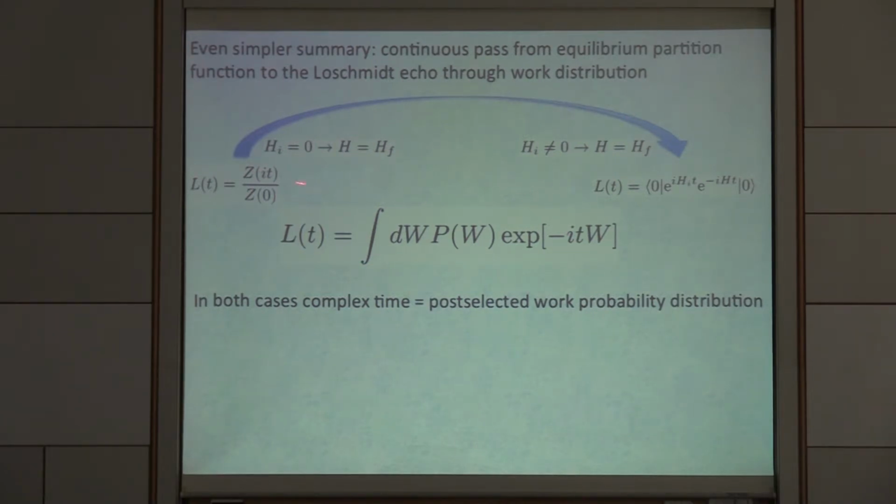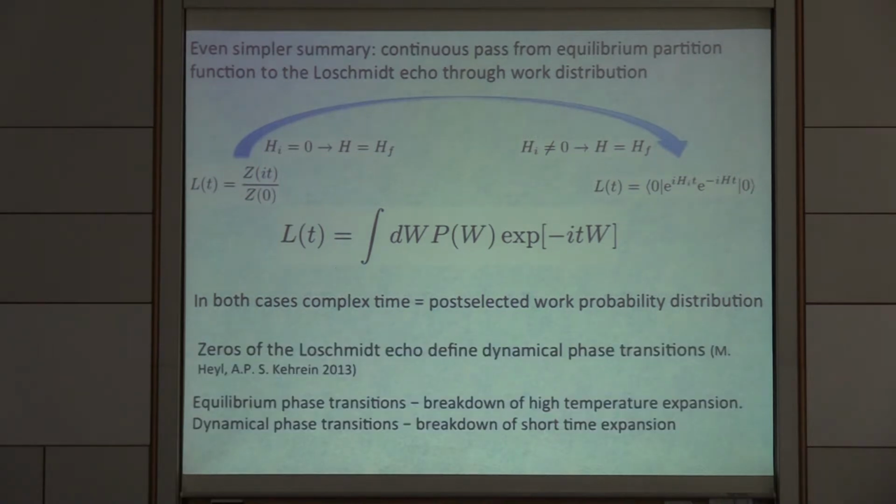But if I look into this point where initial Hamiltonian is 0, then this is just my equilibrium partition function. If I look into this other point, and you might think about the temperature also changing in this line, so I'm starting from the ground state instead of starting from infinite temperature, I'm getting a Loschmidt echo. And complex time, in both cases, equilibrium or not, we can view as sort of post-selected work probability distribution. OK, so now that's a definition.